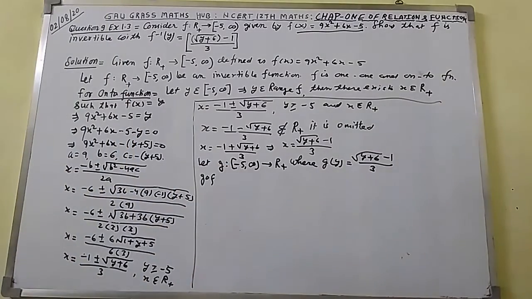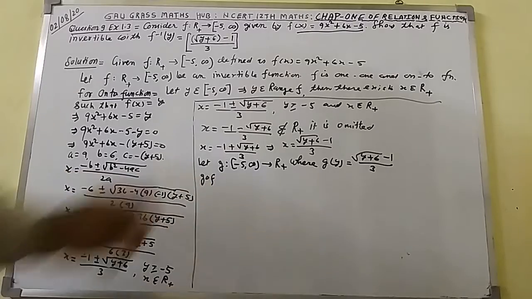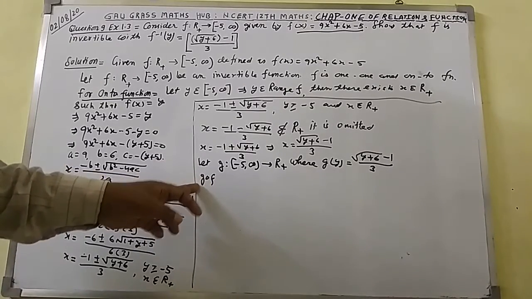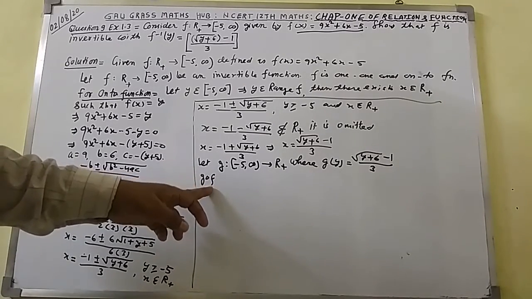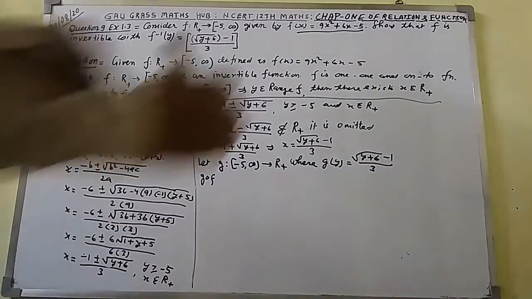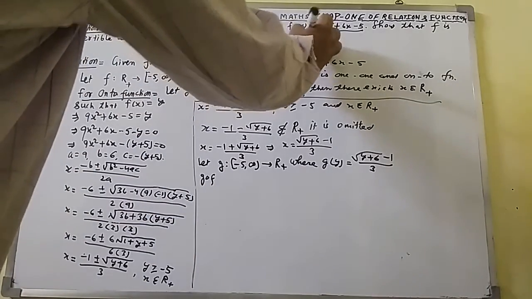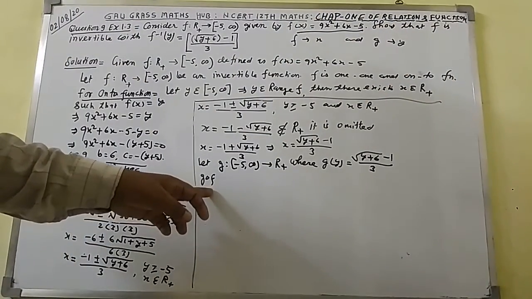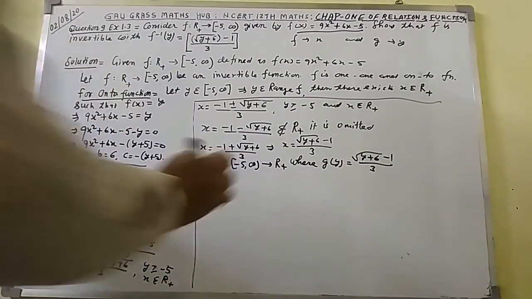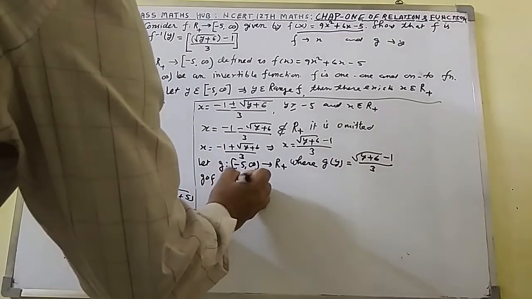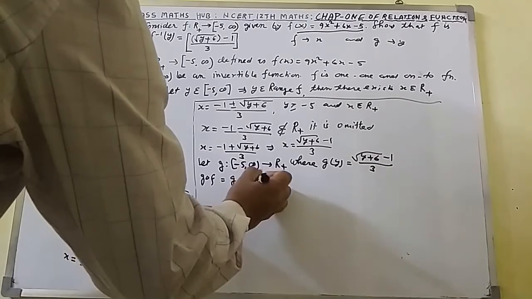So here you can write g of f. In g of f, the last letter is f. The f is related to x, and g is related to y. So in place of f, which is related to x, you can write g of f of x.